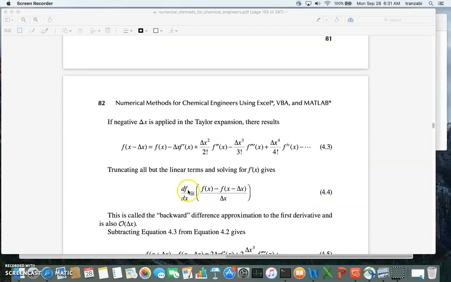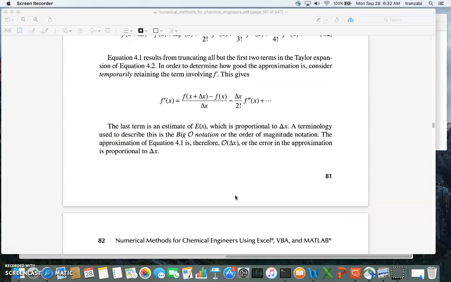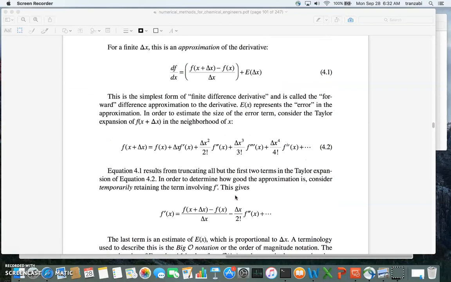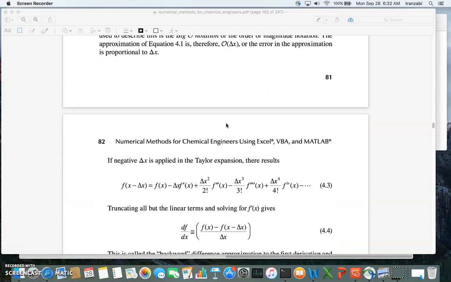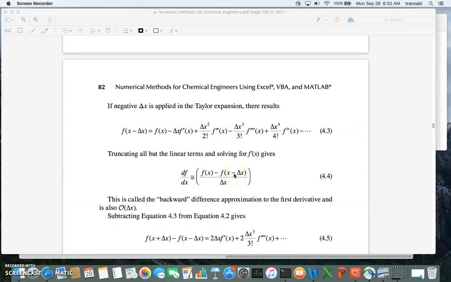So the derivative of f with respect to x can still be written as taking the limit of f of x minus f of x minus delta x. So if you compare equation 4.4 here and the first equation we looked at, you see the difference when delta x is positive or negative. The negative delta x in the second equation shows up in this negative sign right here. So both would be giving us the derivative of f with respect to x at point x.